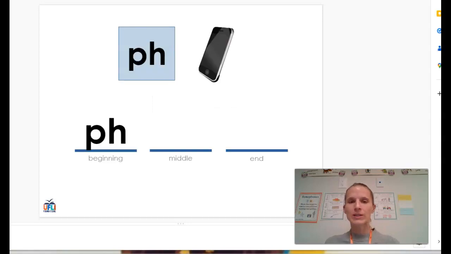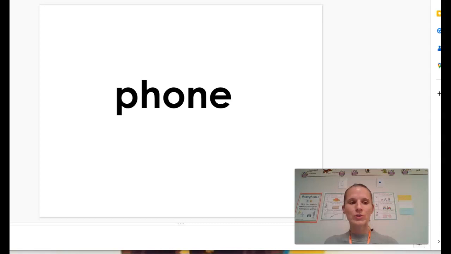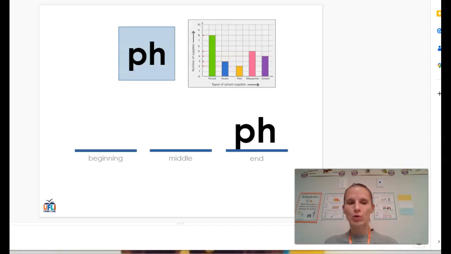PH together makes the F sound, like in the word phone. PH can also come at the end of some words, like the word graph.